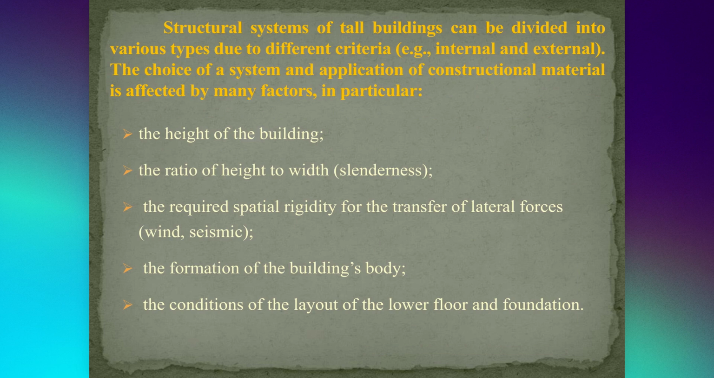Structural systems of tall buildings can be divided into various types due to different criteria, for example, internal and external. The choice of a system and application of constructional material is affected by many factors, in particular, the height of the building, the ratio of height to width (slenderness), the required special rigidity for the transfer of lateral forces, wind, seismic, the formation of the building's body, the conditions of the layout of the lower floor and foundation.